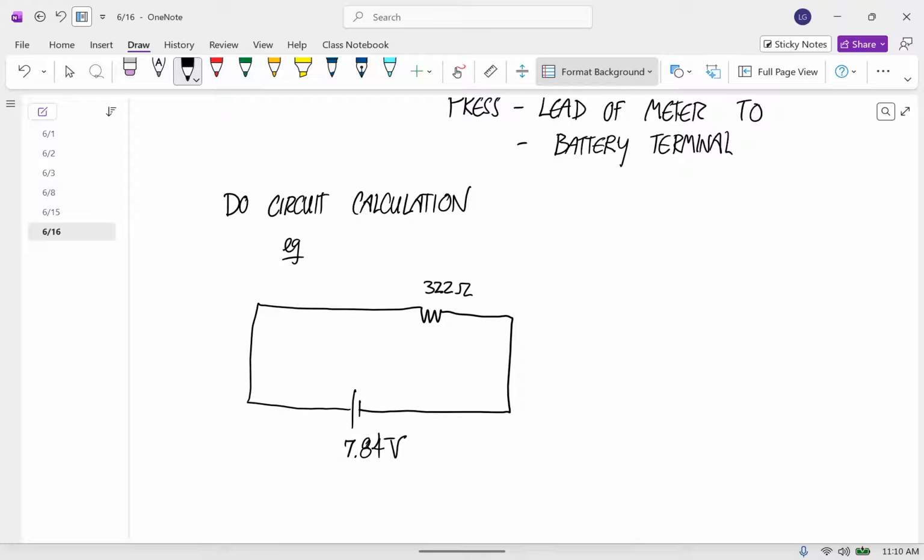Well, since the electric potential is the same all the way around the left wire, and it's the same all the way around the right wire, we know that the voltage here is going to have its positive over here, negative over here, and it's going to be 7.84. And we also know that the current is going to flow in this direction, and we can use Ohm's law to calculate what the current should be. So I'm going to use Ohm's law.